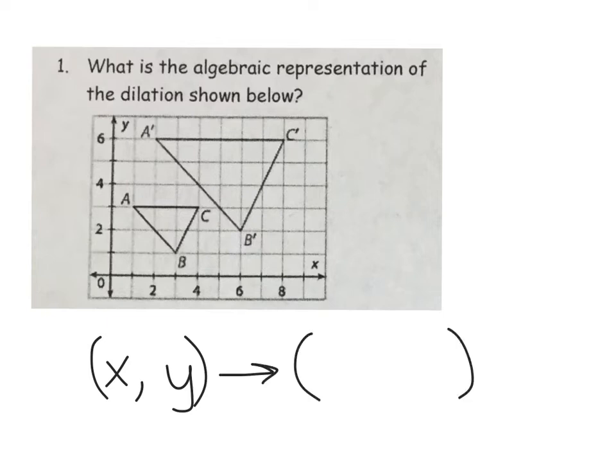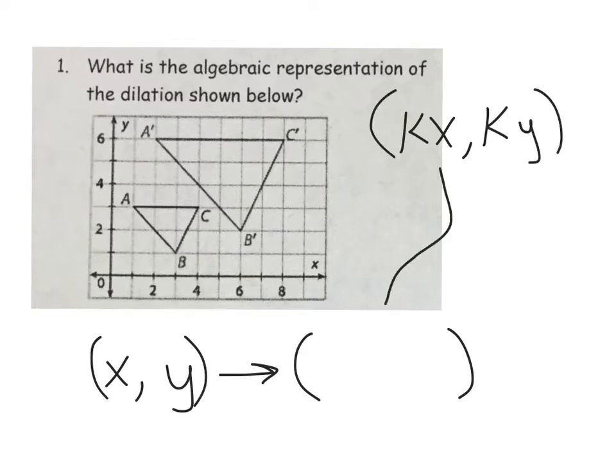Since this is a dilation, you need to find out what the scale factor is, and you're going to put that in front of x. So what it's going to look like is kx comma ky. But what you need to figure out is what is k.